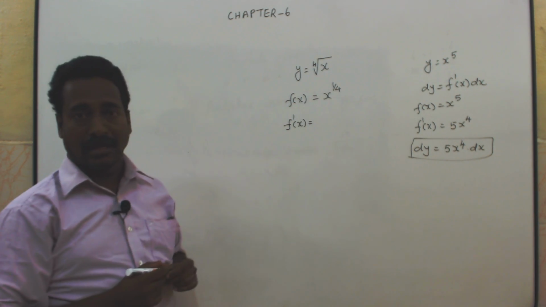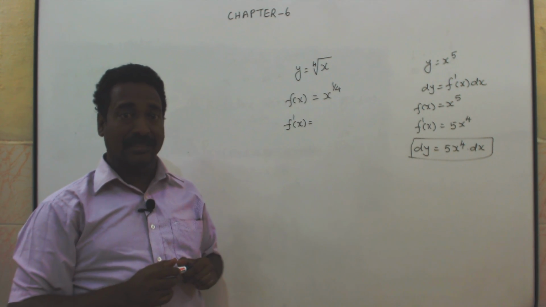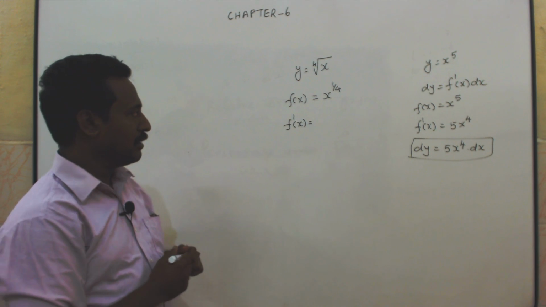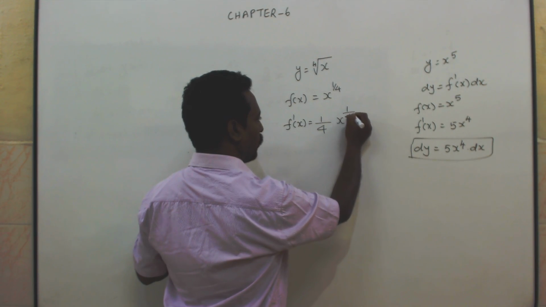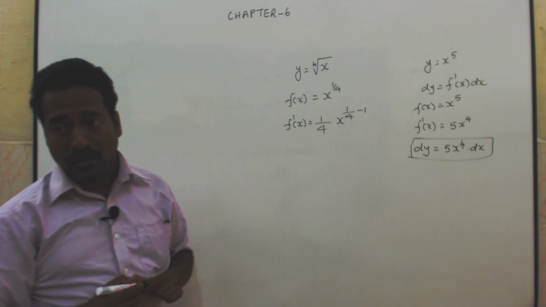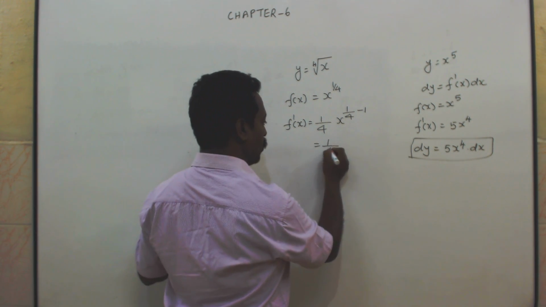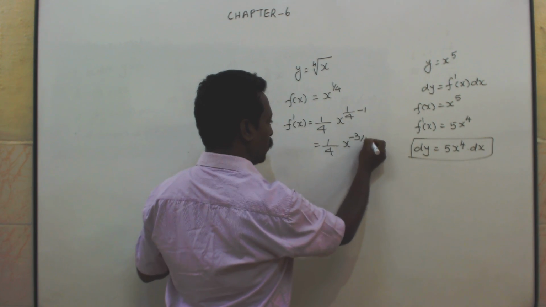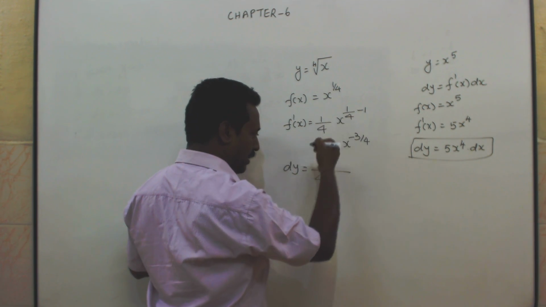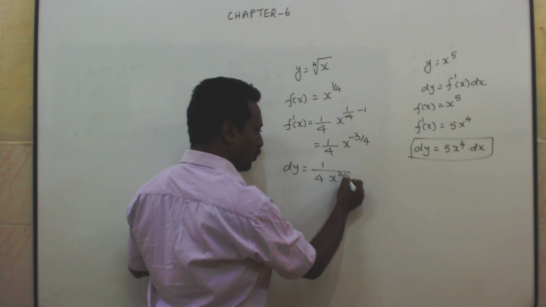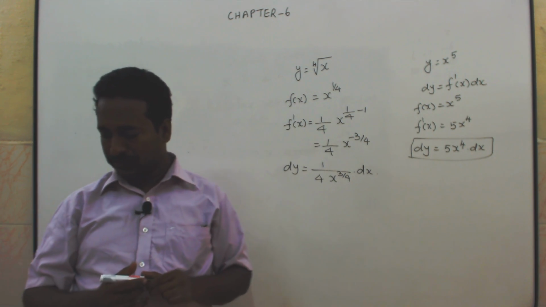According to the power law, what is the differentiation of x power n? n x power n minus 1. The same formula, 1 by 4 x power 1 by 4 minus 1. What is 1 by 4 minus 1? Minus 3 by 4. 1 by 4 x power minus 3 by 4. Now, dy equal to 1 by 4 of x power minus 3 by 4, which is x power plus 3 by 4, into dx.